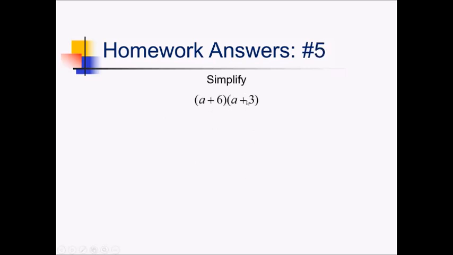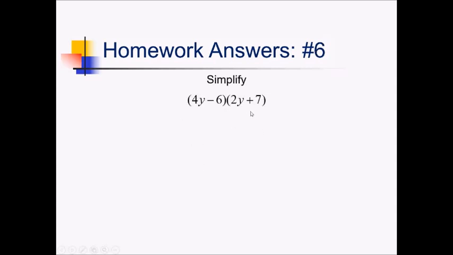To multiply these parentheses together, we have to distribute or FOIL. So we do firsts a times a, that's a squared, and then we have a times 3, so 3a. Now we have to distribute this 6 to the a plus 3, so that's 6 times a, which is 6a. And then we have 6 times 3, which gives us 18. Combining like terms, we still have an a squared. Now these a's in the middle add up to 9a, and then we still have the 18.